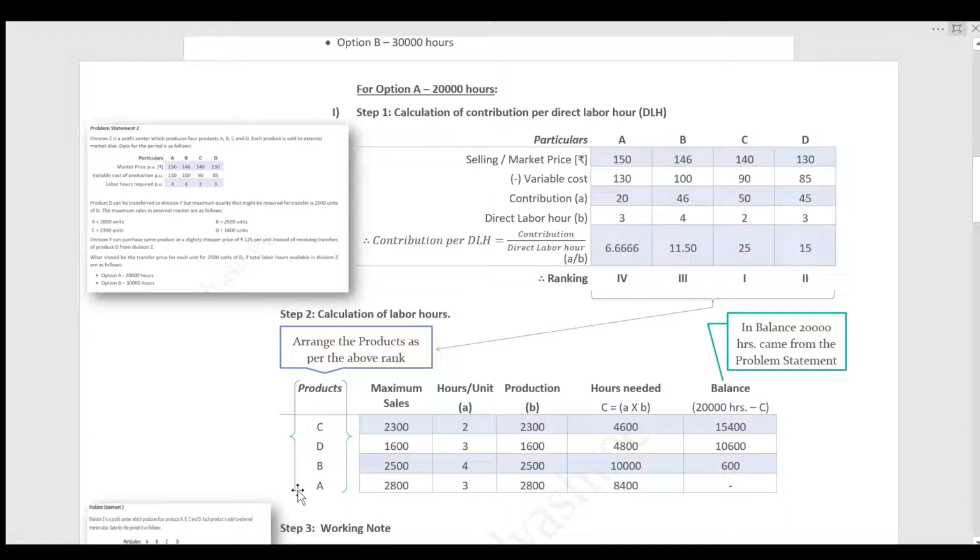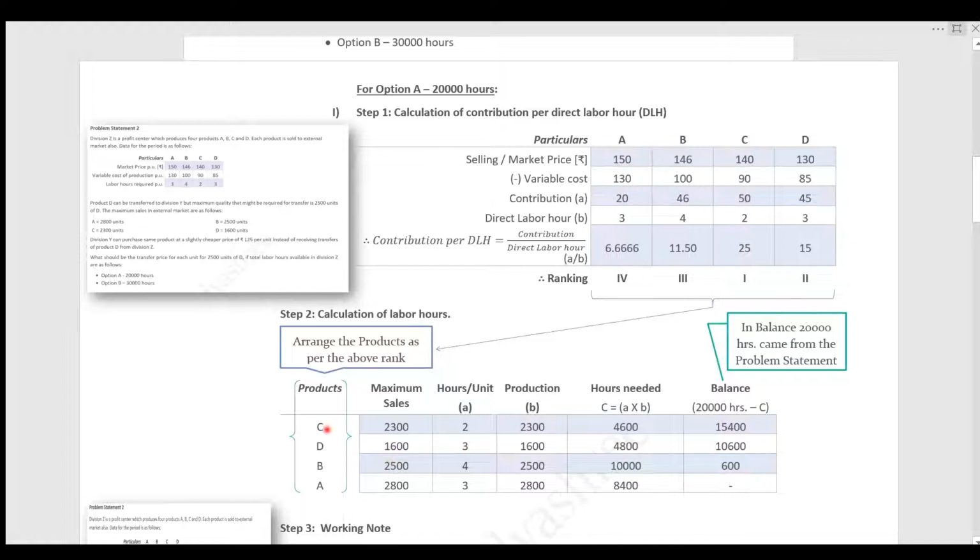So after first writing the products, then write the values of that. So let's see. First, we are taking the sales. So see the question. Sales is given over here for all the four products. Take for C, the sales is 2,300 units. And for D, the sales is 1,600 units. And for B, it is 2,500. A, 2,800. Likewise, take for direct labor hours also.